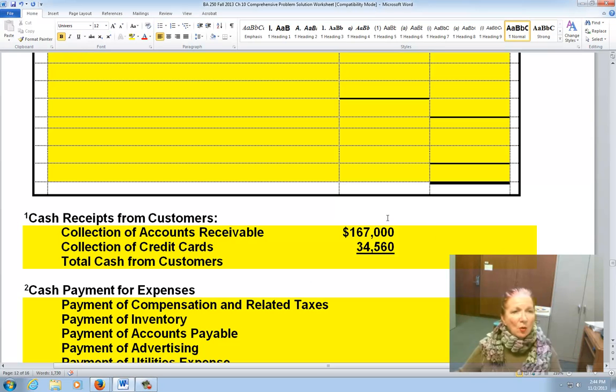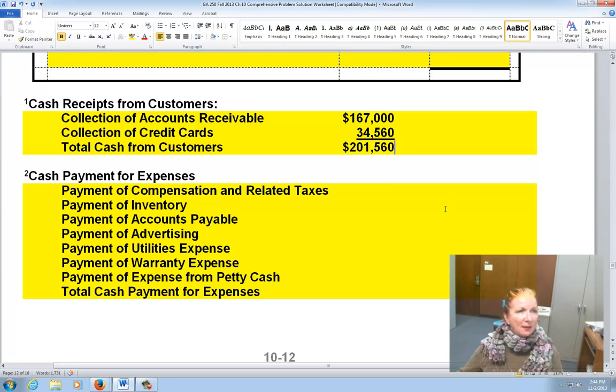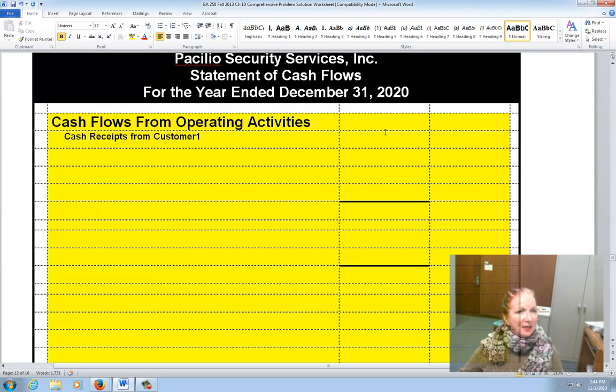Now it says total, so I have to add those two together. You'd add those two together and you'd have a dollar sign and $201,560. And so then I'm going to be looking for my $201,560. I have it here, $201,560, and I transfer that up there.